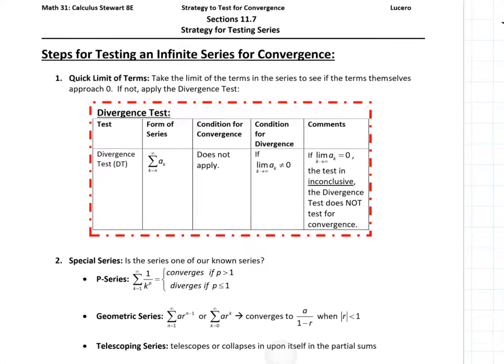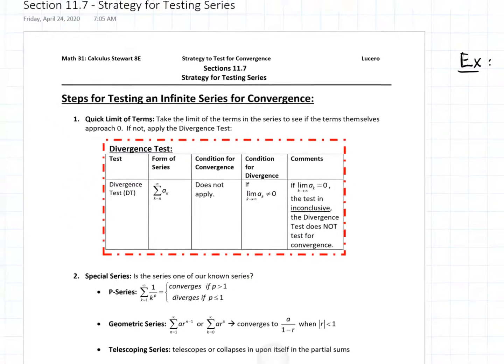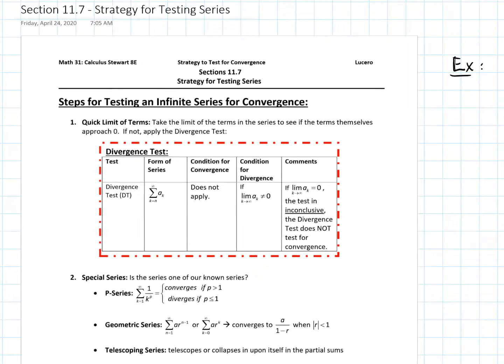That's the first thing. A lot of times when we run through that divergence test, of course, this is what's going to happen: if the limit is actually equal to 0, then the test is inconclusive. And that's going to say, okay, so now we get into our other strategies.